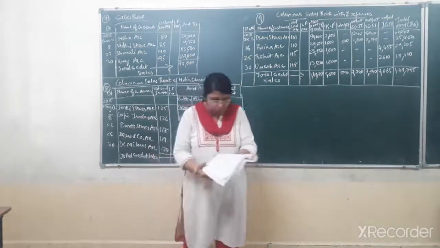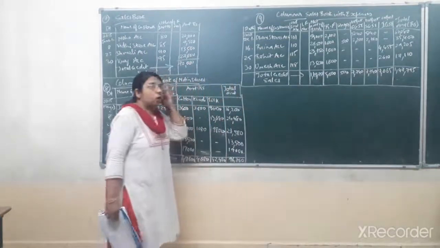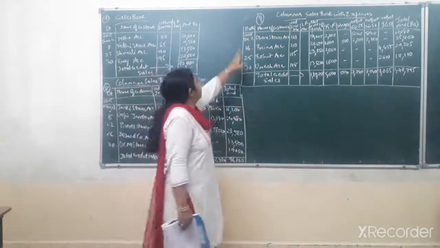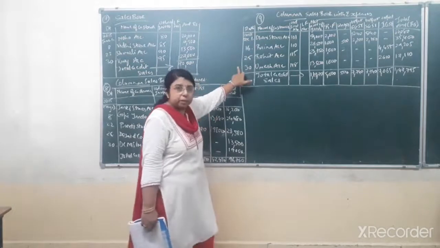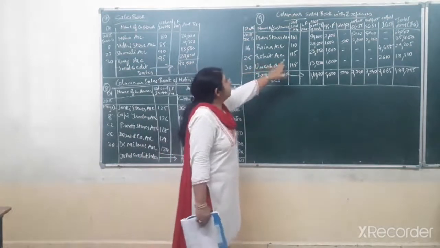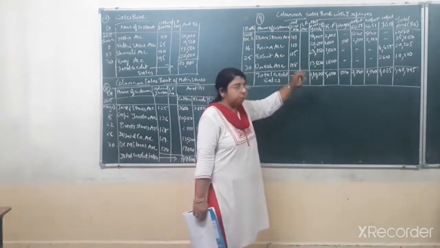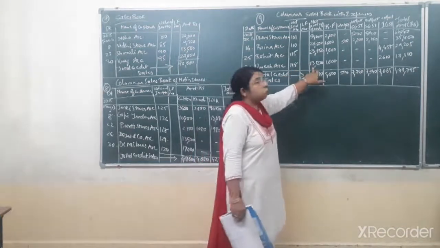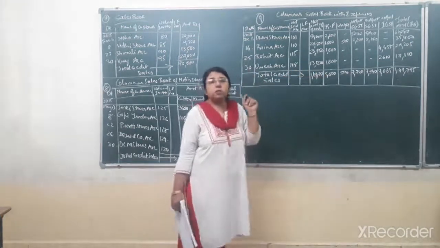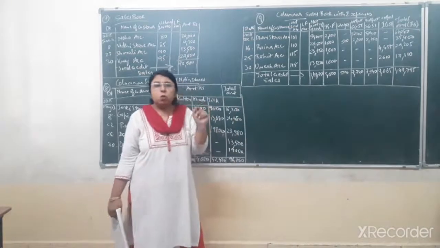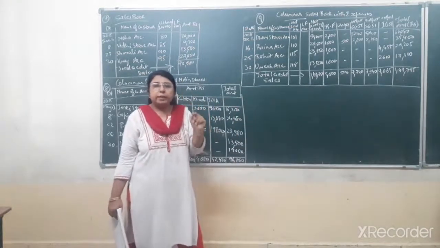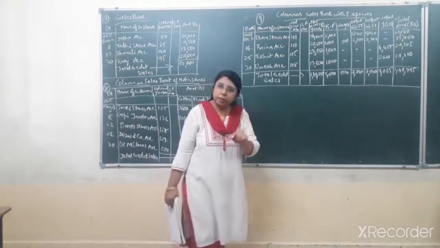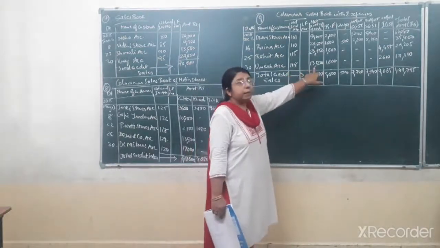Okay. Now first of all, let us see the format of the columnar sales book with expense column. First column, that is same, that is date column. Next one, that is name of customer, outward invoice number, LF number. Now over here, net amount of goods. Net amount of goods means whatever goods have been sold to the customer, you write the amount after subtracting the trade discount. So that's why it is called net amount of goods.